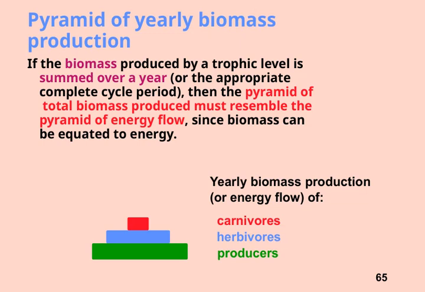Let's take a closer look at the pyramid of yearly biomass production. When we consider the total biomass produced by a trophic level over an entire year or the appropriate cycle, it actually mirrors the pyramid of energy flow. This is because biomass can essentially be equated to energy. So, the amount of biomass generated at each level over time reflects the energy transferred through the food chain. This means that the shape of the biomass pyramid will resemble the pyramid of energy flow, highlighting how energy and biomass are interconnected in ecosystems. Understanding this helps us see the bigger picture of how energy moves and accumulates within different trophic levels over time.